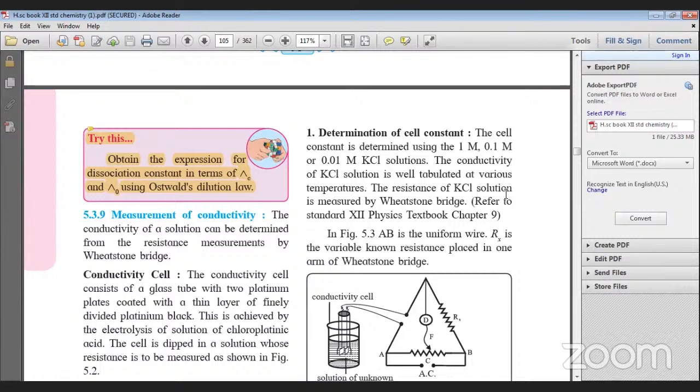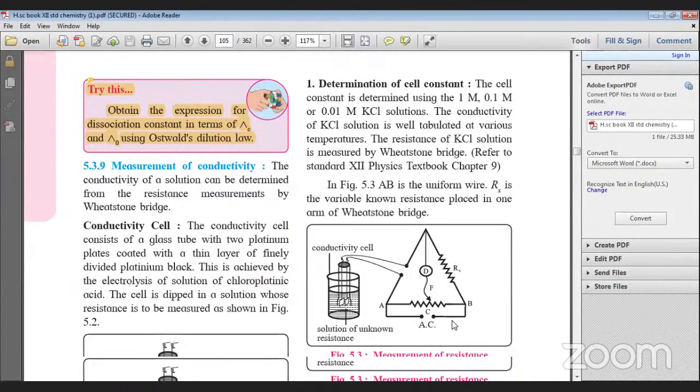The resistance of potassium chloride solution is measured by the Wheatstone bridge. So in order to measure the resistance, what kind of apparatus is used? Wheatstone bridge. This you have studied in physics, in chapter 9 of the 12th physics textbook. If you see, the information about the Wheatstone bridge is given. So what is this Wheatstone bridge? You can see in figure 5.3.